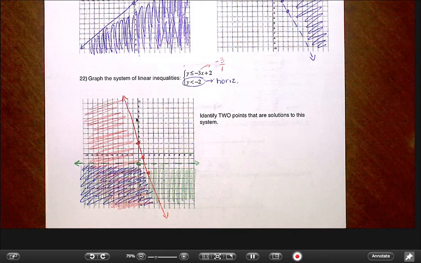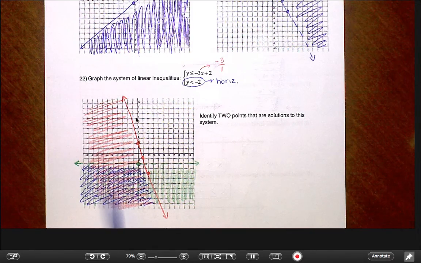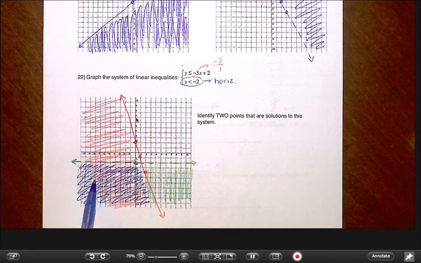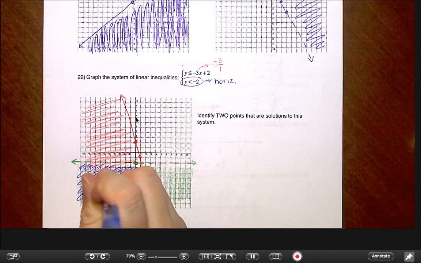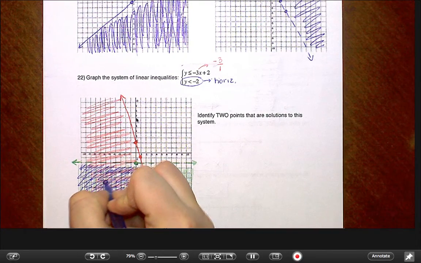And then identify 2 points that are solutions. That would be anything in here. Okay, so I could just throw my pen down anywhere. Let's say right here.